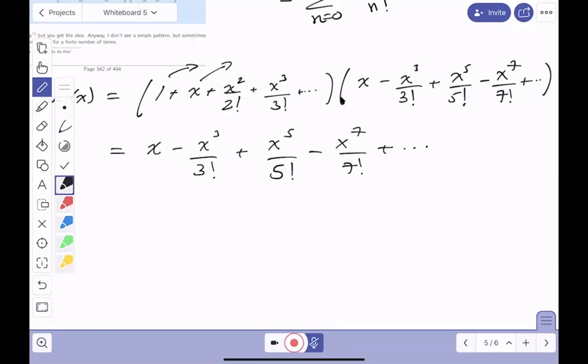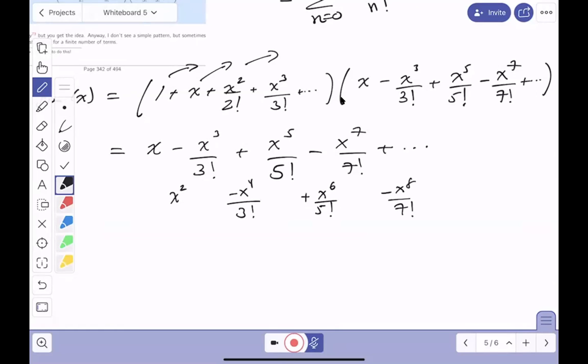Well, x times x is x squared. And then what do you get? x times x cubed is minus x to the fourth over 3 factorial. And then x times x to the fifth is x to the sixth over 5 factorial. I think you get the idea, right? And then what do you get? If you did it, you get x to the eighth over 7 factorial. All right, I've got to do this one. It's trouble for me. I'll be honest with you.